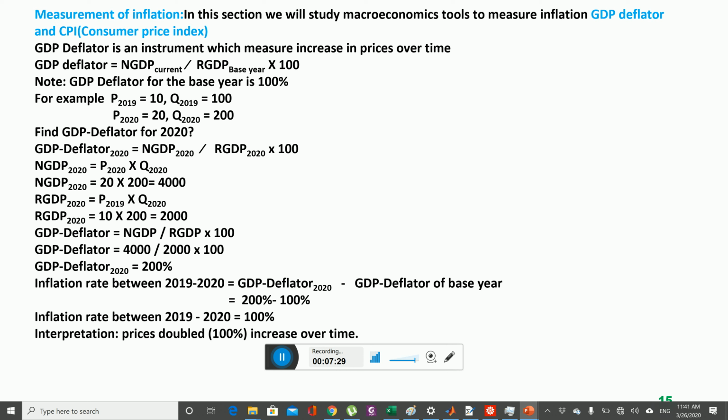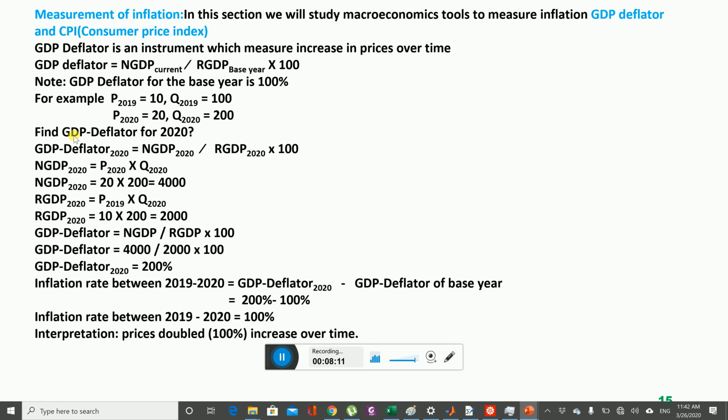Why? Because in the base year nominal GDP and real GDP are the same, and when we put them in this formula, it will automatically give us the 100% result. So in the base year the GDP deflator will always be 100%. Now I'm going to clarify this with one example. Suppose this is the price of a marker in 2019, that is 10. The quantity of the same marker in 2019 is 100. The price of the marker one year later in 2020 is 20, double. And the quantity in 2020 is 200, again doubled.